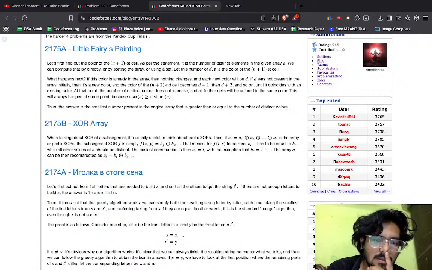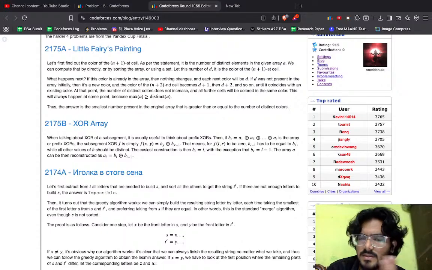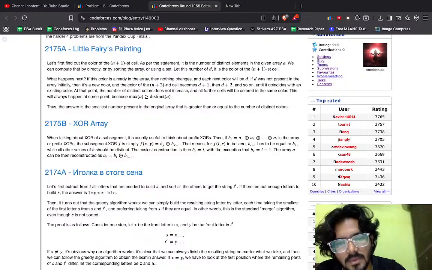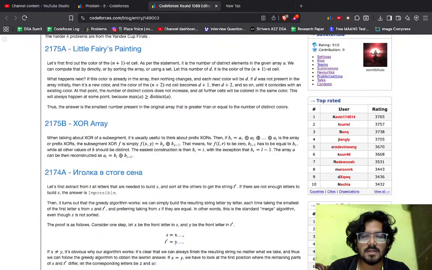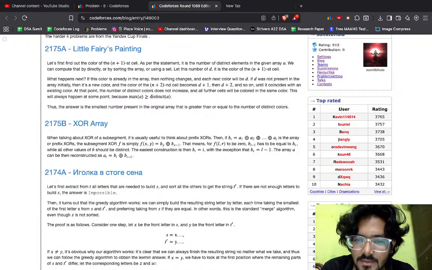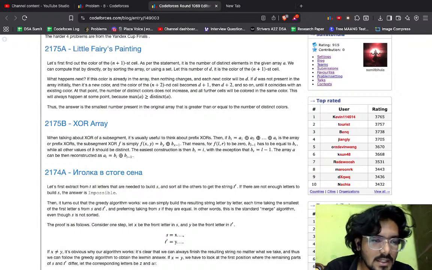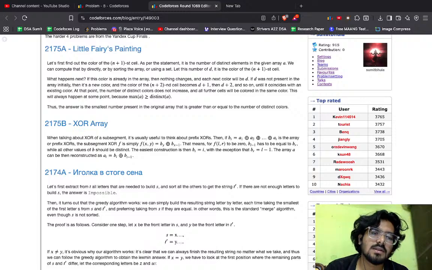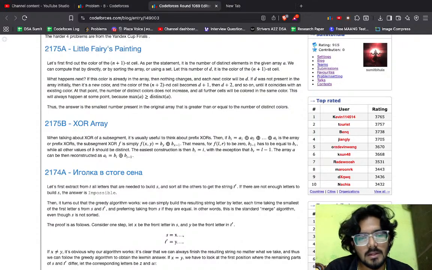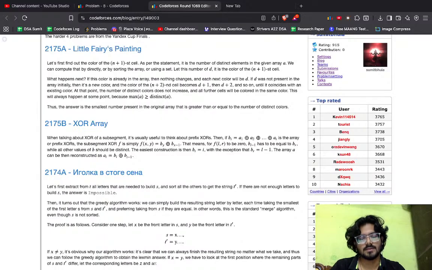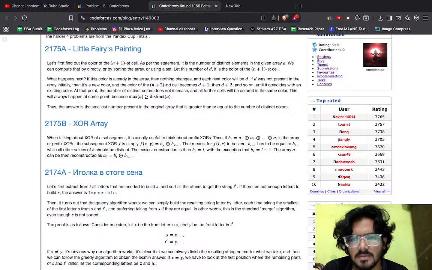Great. The easiest construction is then bi equals i, the index, we can give it as the value, with the exception that br has to be L minus 1. The array A can be reconstructed as ai equals bi XOR bi minus 1. Okay, need to process that again.